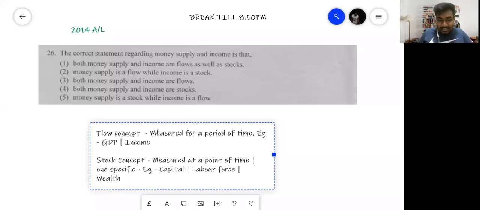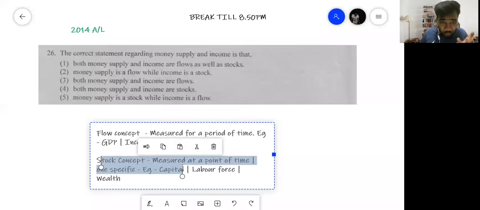So a flow concept is what you measure for a period of time. It can be for a day, month, year, anything. But for a period. A stock concept is what you measure at one given point. At this point, this is the sum.